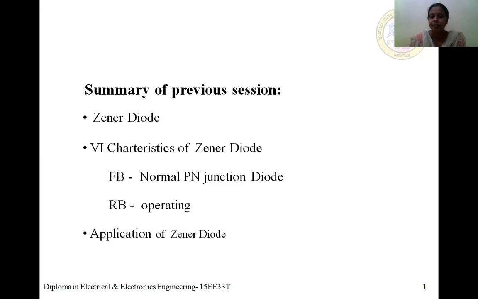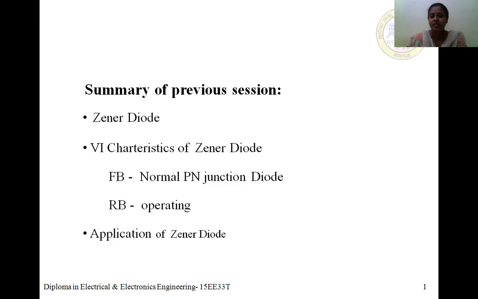Next, coming to the application of Zener diode, the first major application of Zener diode is as a voltage regulator, and then it is used in surge suppressors, peak clipping, switching application, then metering application. In meter application, this Zener diode has been used. So all these things we have studied in the previous session, that is session 5.